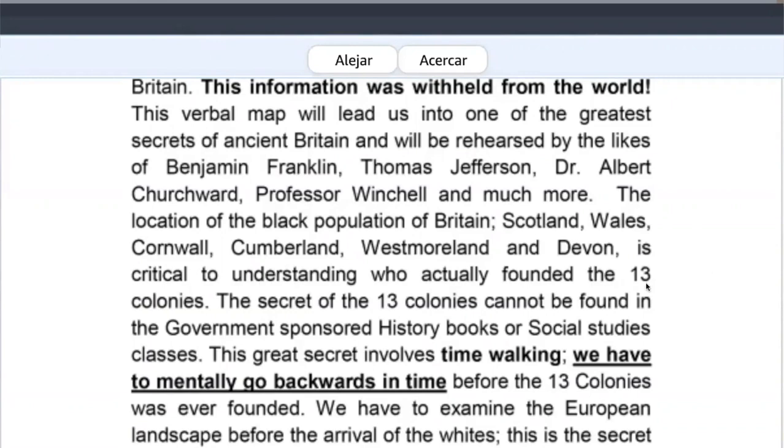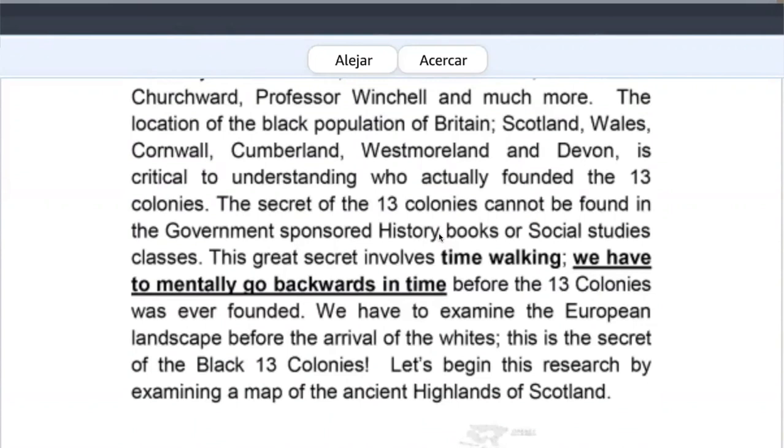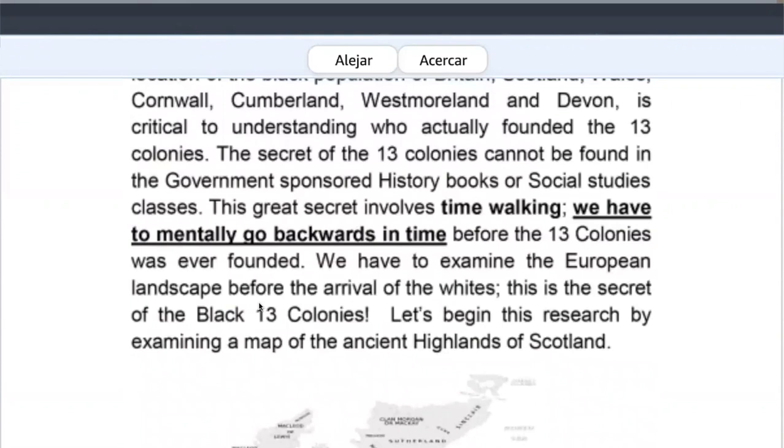The secret of the 13 colonies cannot be found in the government-sponsored history books or social studies classes. This great secret involves time walking. We have to mentally go backwards in time before the 13 colonies were ever founded. We have to examine the European landscape before the arrival of the whites. This is the secret of the black 13 colonies.